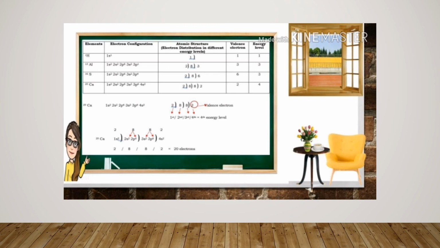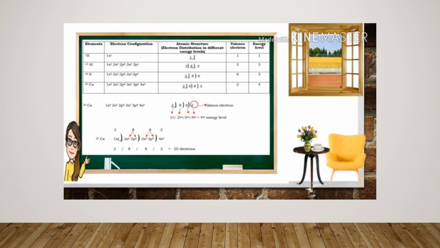So how do you come up with 2? It is based on the 1s2 given in the electron configuration. And how do you get the 8 in the distribution of the different energy levels? You have 2s2 and 2p6, so all in all, you have 8 electrons. To get 3, you have 3s2 and 3p1, so you add the s2 and the p1 to get 3. Therefore, the valence electron is 3 and the energy level is also 3.